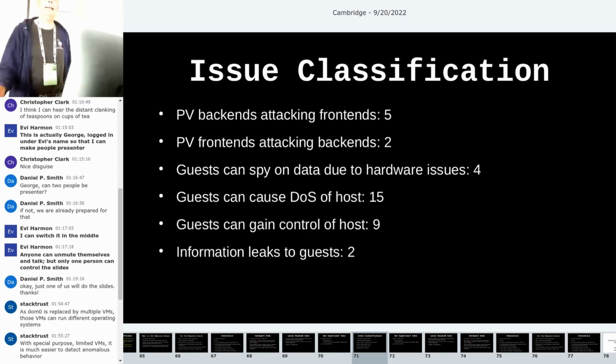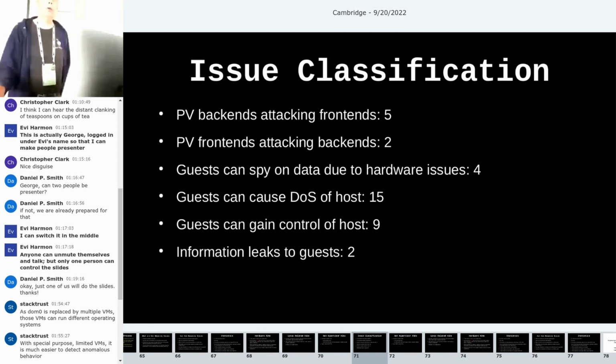We had 15 XSAs related to the ability of guests causing denial of service of the whole host, which might be quite theoretical in some cases, but nevertheless. And quite some of those would be due to memory leaks, for example. So it would take some time before guests would succeed, but the issues are present or were present.